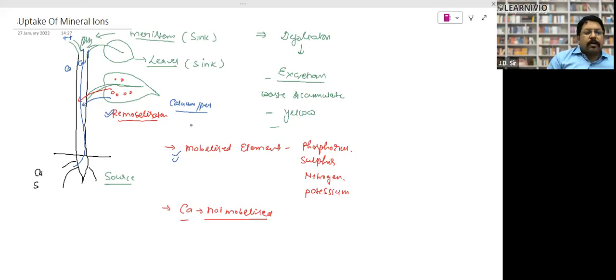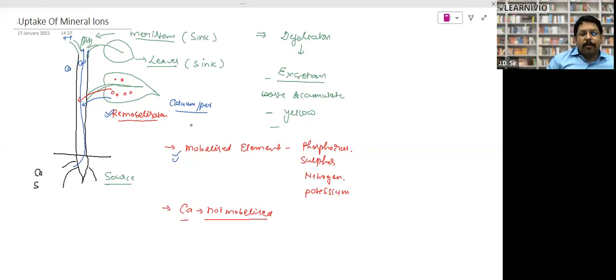Why? There will always be a higher concentration of the mineral inside the plant cell than in the soil. So the minerals are always taken against the concentration gradient. So that is the active process. That is the truly active process, right? So absorption of mineral is an active process.